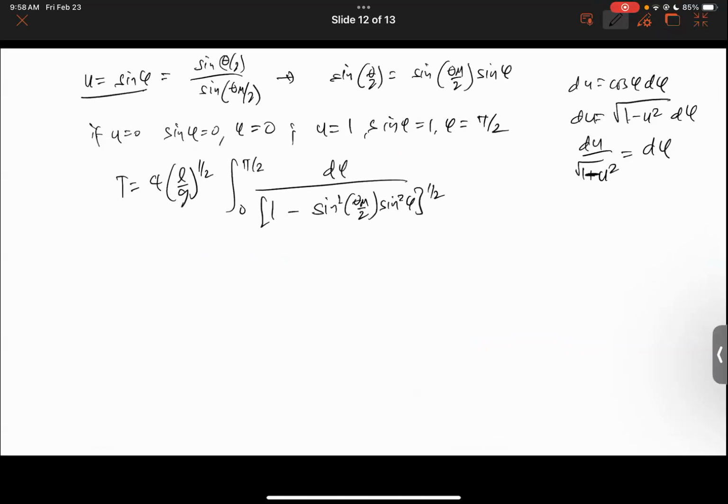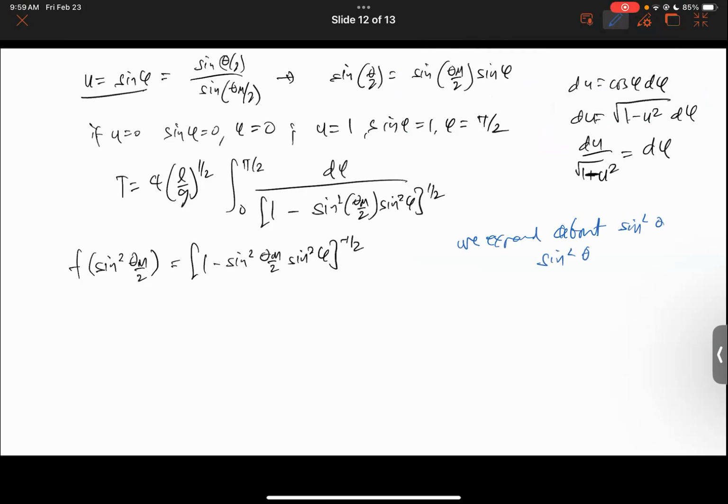Okay, so we are going to expand f of sine squared theta sub m over 2. Okay, in other words, ang i-expand natin is 1 minus sine squared theta sub m over 2 sine squared phi, negative 1 half. So ang expansion natin is about sine squared theta sub m over 2. Ang ibig sabihin lang yan is, pag mag-expand kayo about sine squared theta sub m over 2, lahat ng terms na makita nyo na sine squared theta sub m over 2, okay, ay iset nyo lang to 0.